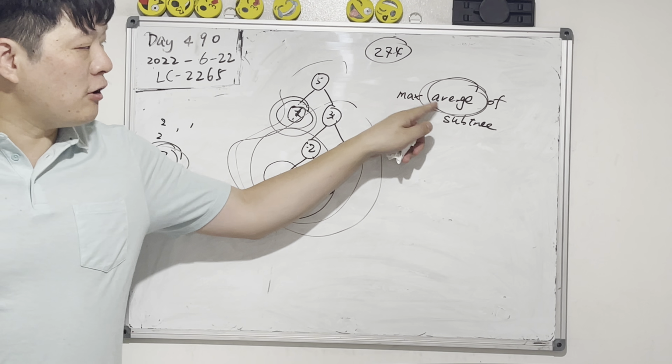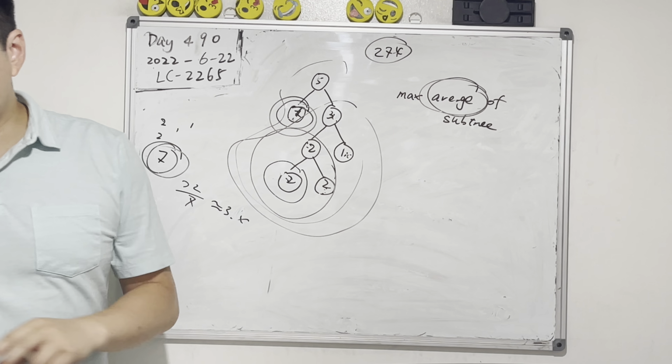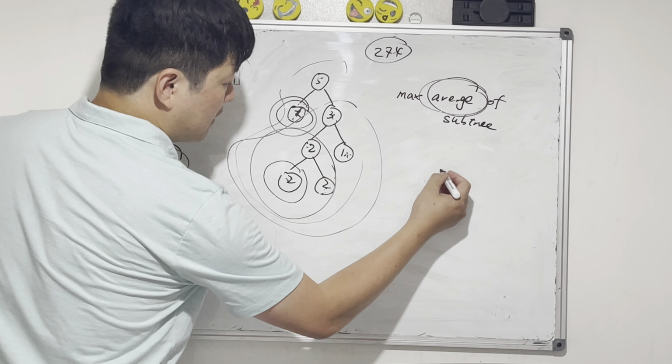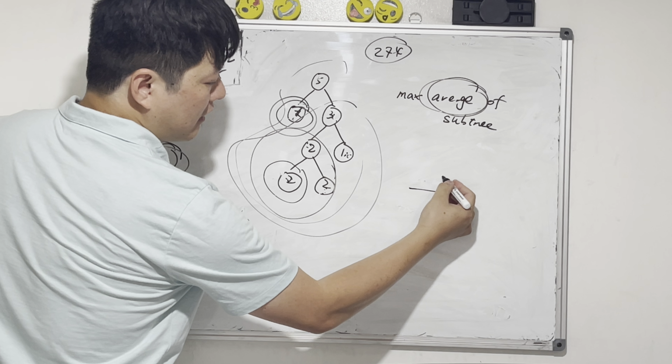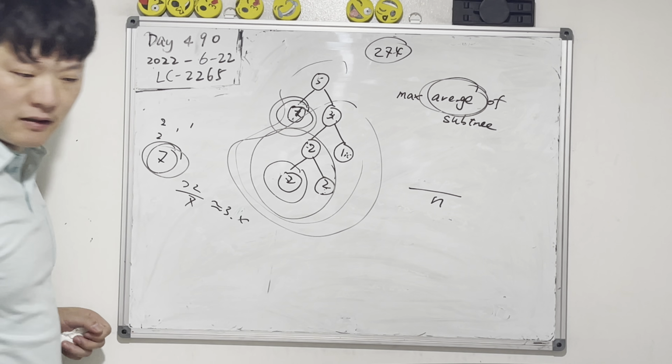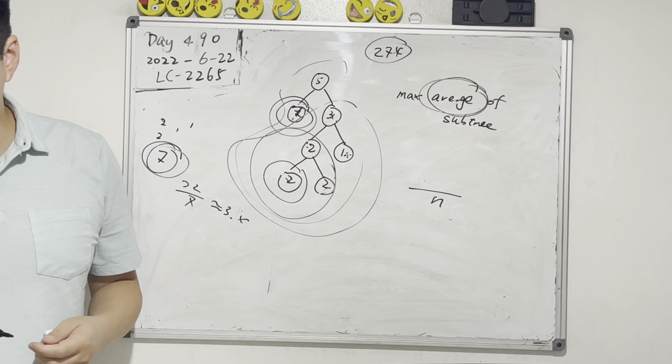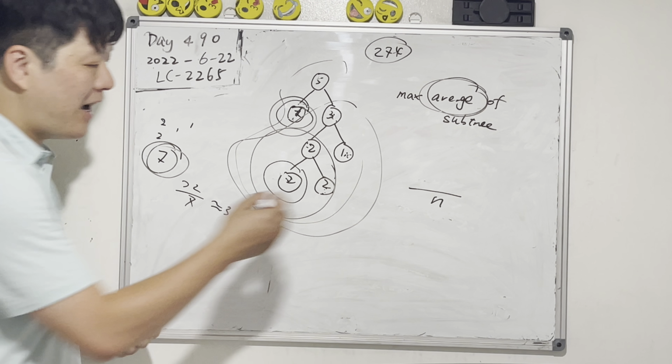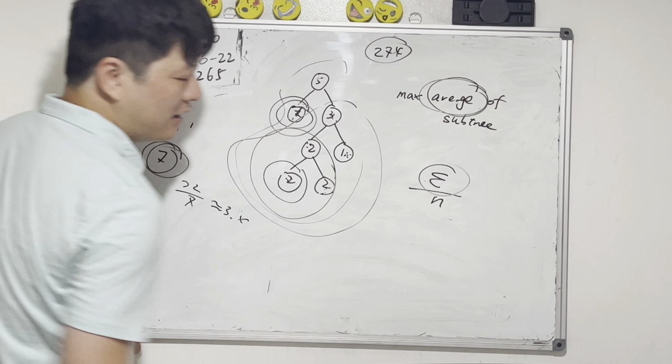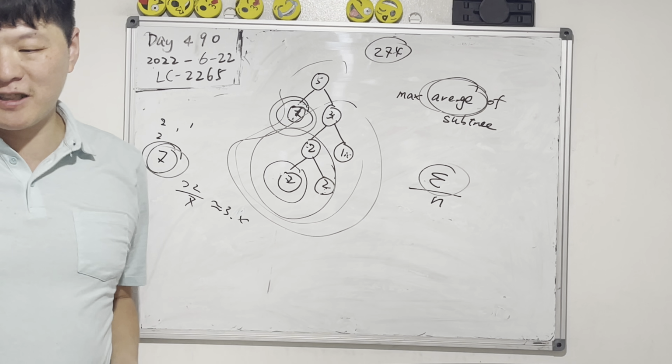Okay, so in order to calculate the average, what do we need to know? You need to know how many nodes are there and every node value. The sum, how do we calculate the sum? I think it's like a zigzag thing. Ah, it's the exact thing. Okay, so what does this mean? Sum divided by the number of nodes.